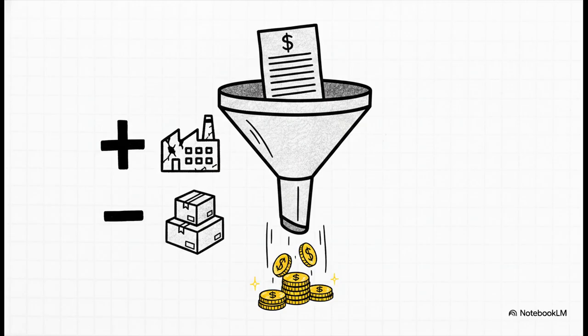The very first thing you do is add back your non-cash expenses. The classic example here is depreciation, right? Depreciation reduces net income on the income statement, but you didn't actually write a check for depreciation this year, so we add that cash right back.